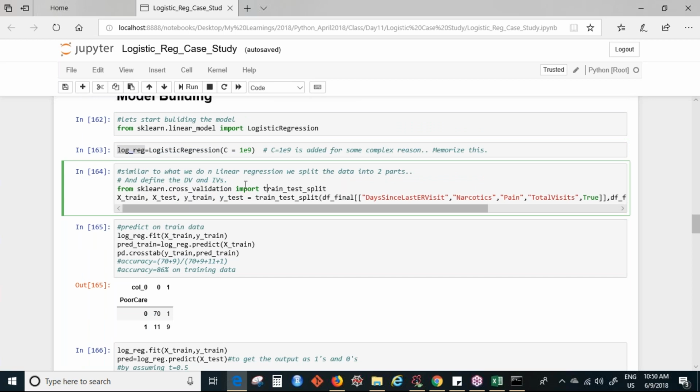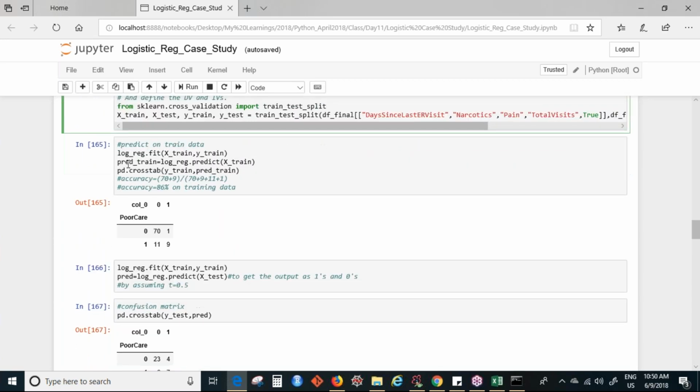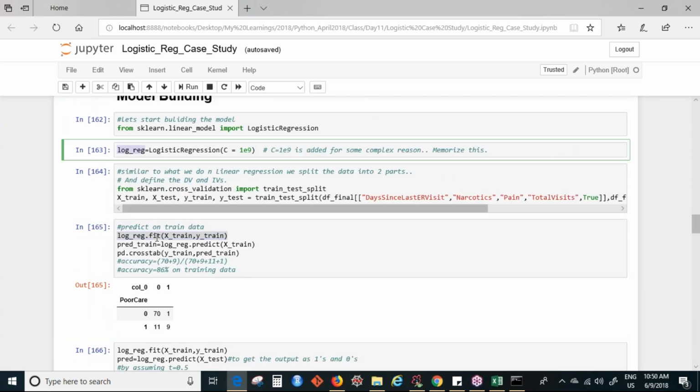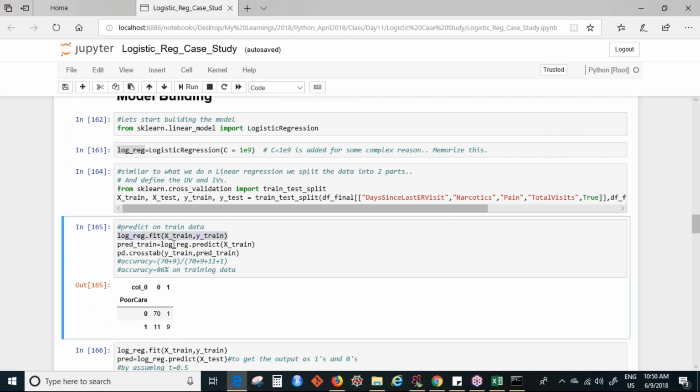Now again I'm doing the train test split here also, so that is the same. Now you fit your data the same way as in linear regression. You take the name of the object, dot fit, you pass the independent variables of the training data, and you pass the dependent variable of the training data. Now your model is built. This is where your model is finalized, your betas are finalized. Now you can predict using the model.